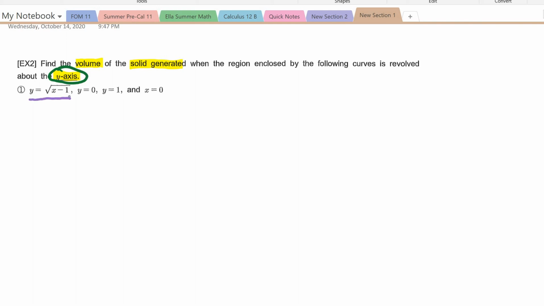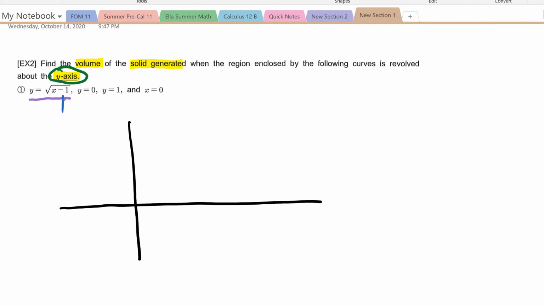Let's start off with y equals the square root of x minus 1. Let's take a look at what that graph will look like. So here's my axes. If it's a minus 1 here, that means the graph is being shifted 1 unit over, and then the graph will look like this. There's my graph of y equals the square root of x minus 1.